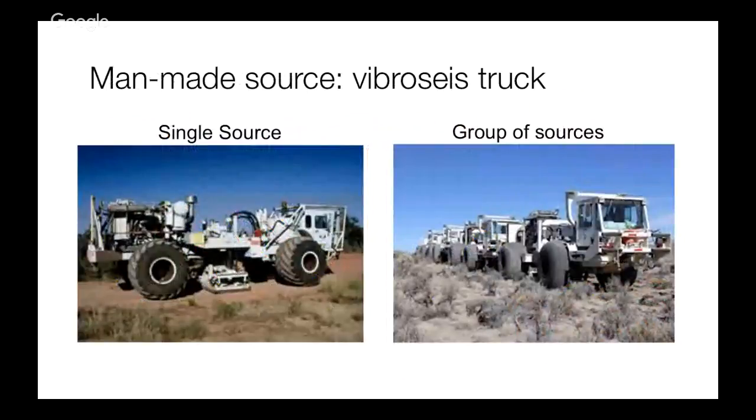Some man-made sources, one of the most common ones that is used in industry is what's called a vibroseis truck. So this is basically just a giant truck that has this hydraulic system that lowers this big pad down to the ground and actually lifts the truck up. And then it can just basically vibrate that pad at a sweep of different frequencies. You can really target exactly which frequencies you want to put into the ground.